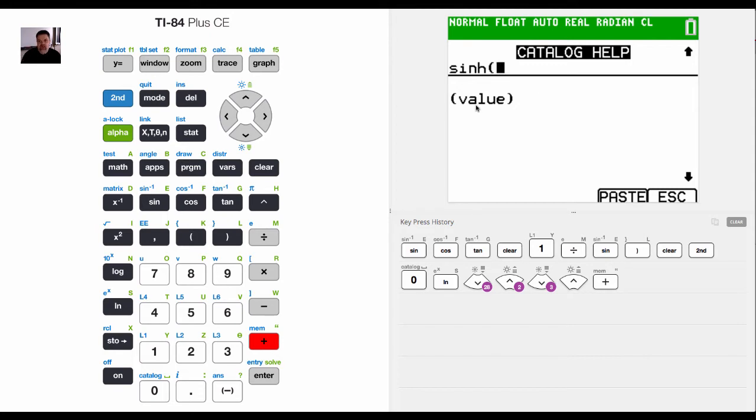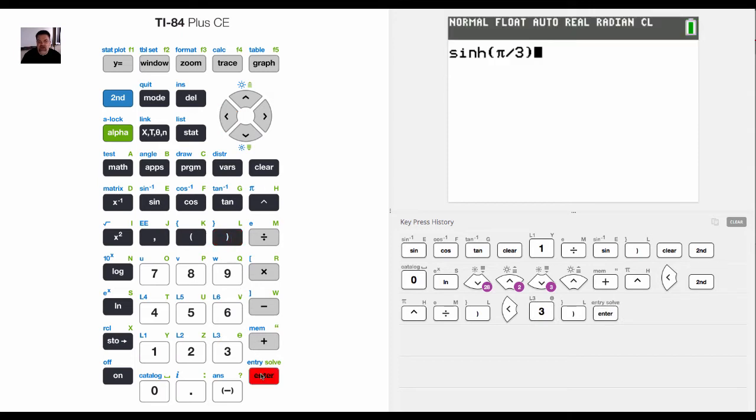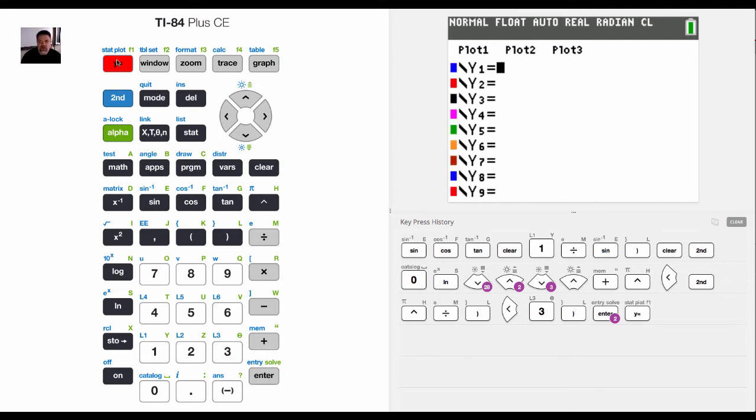So I'm just going to evaluate the hyperbolic sine of like pi divided by 3, I guess. So we'll just do some crazy value divided by 3. Oops, divided by 3. Okay. And so what that does is that evaluates my hyperbolic sine at pi over 3, and there is the corresponding y value.